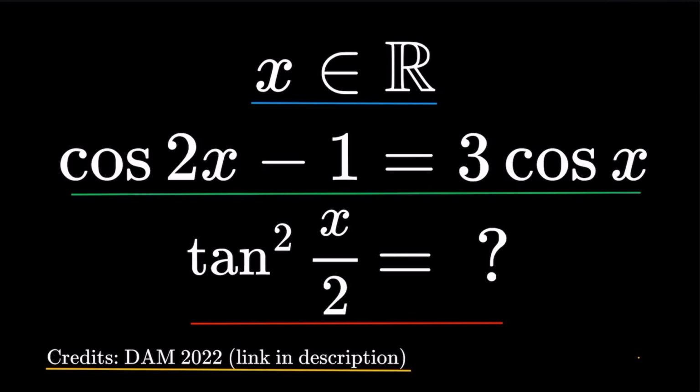X is a real number such that cosine of 2x minus 1 is equal to 3 times the cosine of x. Find the square of the value of tangent x over 2.